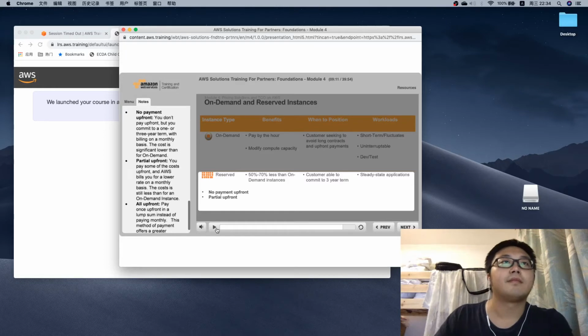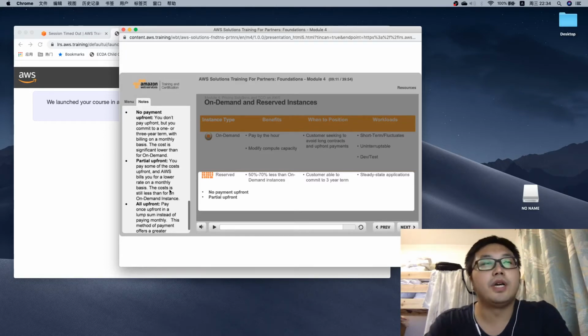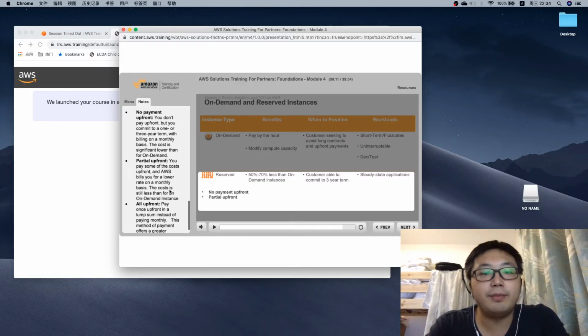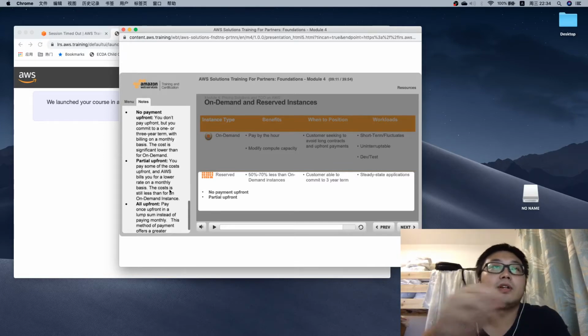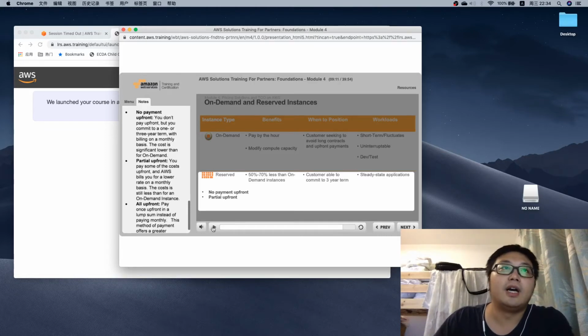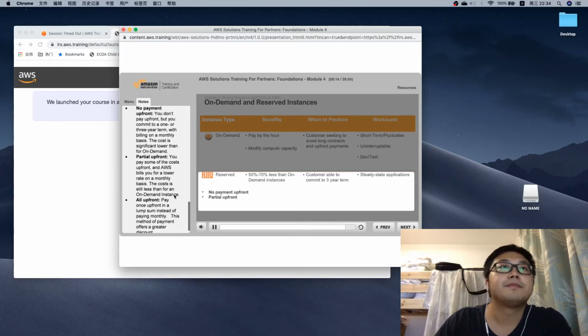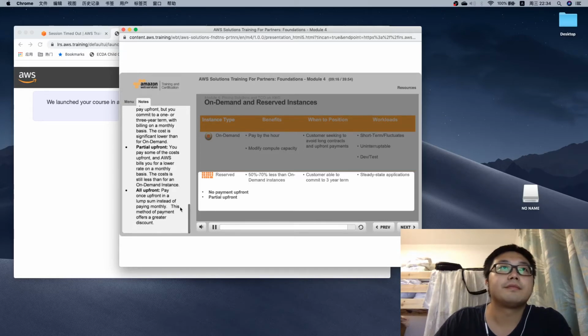monthly basis. The cost is still less than for an on-demand instance.